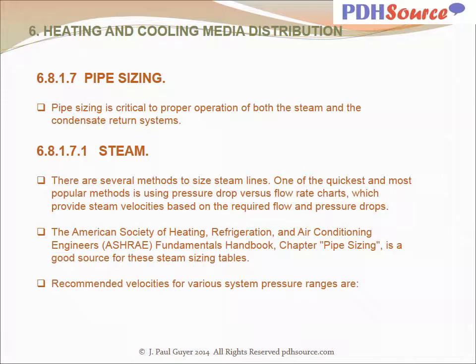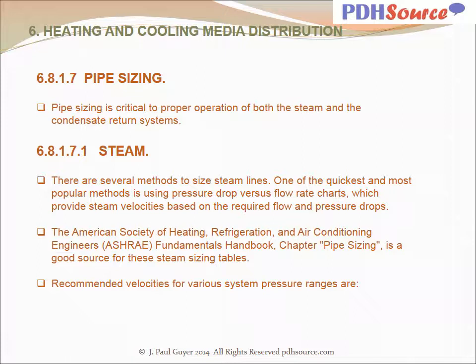Pipe sizing is critical to proper operation of both the steam and the condensate return systems. There are several methods to size steam lines. One of the quickest and most popular methods is using pressure drop versus flow rate charts, which provide steam velocities based on the required flow and pressure requirements. The ASHRAE Fundamentals Handbook chapter on pipe sizing is a good source for these steam sizing tables.